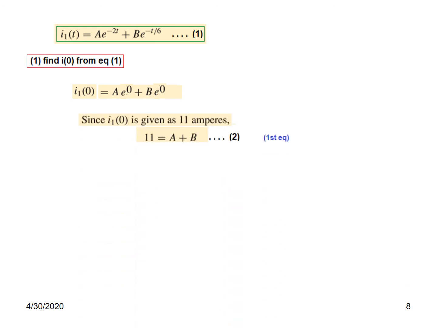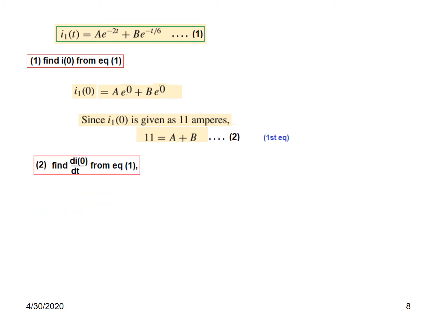So this is our current equation. Find I0 from equation 1. So we put t equal to 0. T equal to 0 gives us this. And from here, since I0 is given to be 11 amperes, remember this is the condition that I1(0) is 11 amperes. So we put 11 here, and this will become A and this will become B. So this is our first equation required, equation number 2.